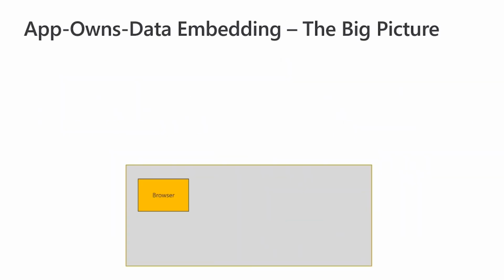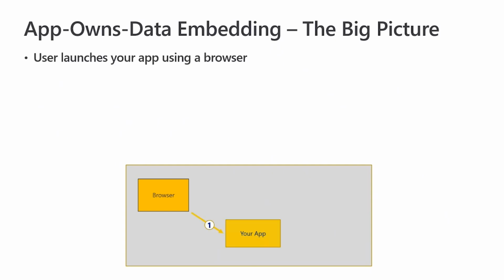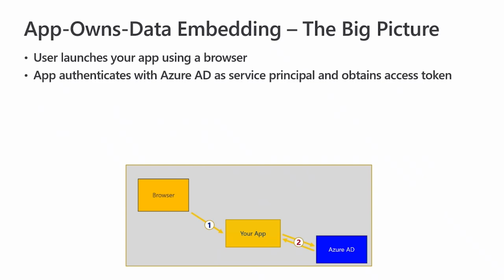Now, the big picture with App Owns Data embedding, I show this slide a lot as I introduce Power BI embedding. But now if we look at it from the perspective of App Owns Data embedding, when the user accesses your application, it's up to you to authenticate your user. The big benefit is that you can use any authentication provider that you want. The downside is that you're going to have to provide more code to authenticate the user. And then once we authenticate the user, we have to decide why different users have different permission levels. And typically that's hand rolled.